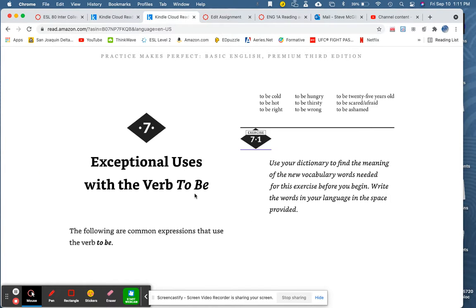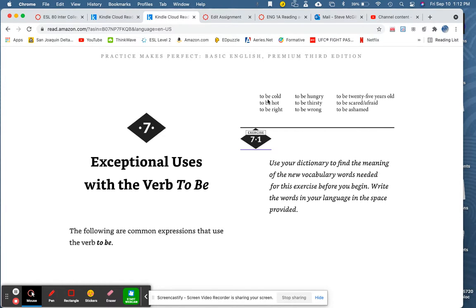Now, let's take a look at the rules. Exceptional uses with the verb to be. The following are common expressions that use the verb to be: to be cold, to be hot, to be right, to be hungry, to be thirsty, to be wrong, to be 25 years old, to be scared or afraid, to be ashamed. Now, when we say the following are common expressions that use the verb to be, we would not say to be. We would use the to be verb that is appropriate for the subject.